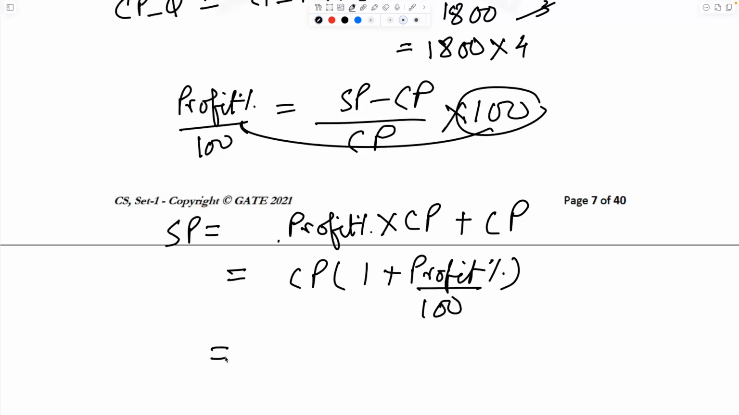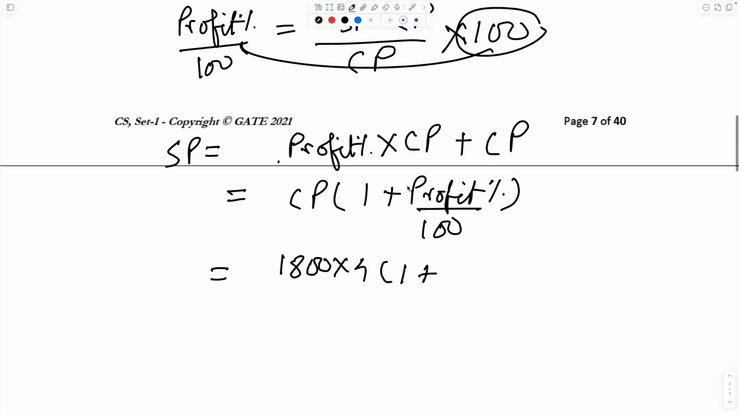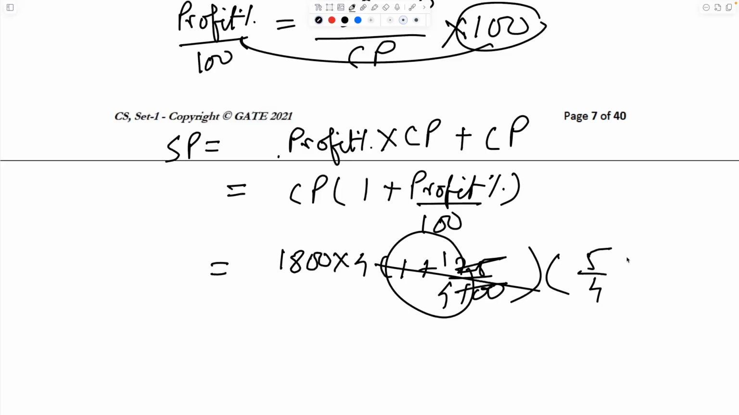That is going to give us Cp is 1800 times 4, as is present right over here, and your 1 plus profit percentage for Q was given as what? As 25, right? As 25 it was given. So 25 by 100 is going to give me what? 1 by 4, right? This 1 plus 1 by 4 gives what? 5 by 4, right? 4 can be cut, and that thing gives us what? This whole thing gives us 5 times 1800, which is 9000. That is what this is going to give me.